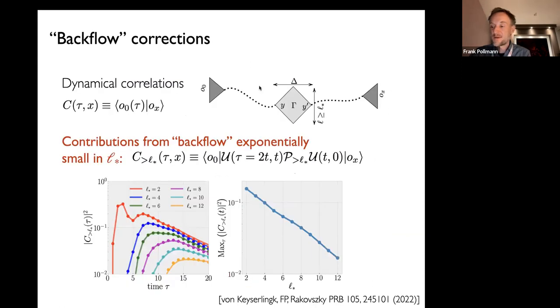In the interest of time, I'm not going into detail, but there's an analytic argument for why this backflow is exponentially small in L star, and we can do some numerics backing it up. We see that the error we make due to this backflow decreases exponentially with L star. So we can use this as a control parameter to make sure that our algorithm actually converges. I'm going to show some numerical data in a moment backing this up.